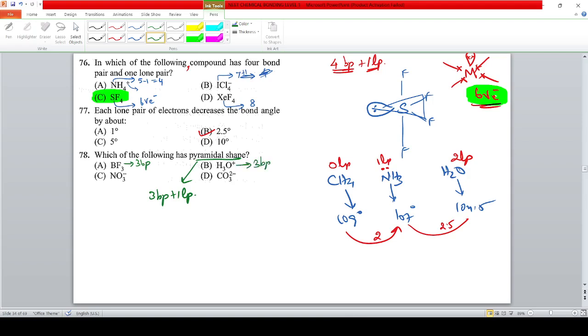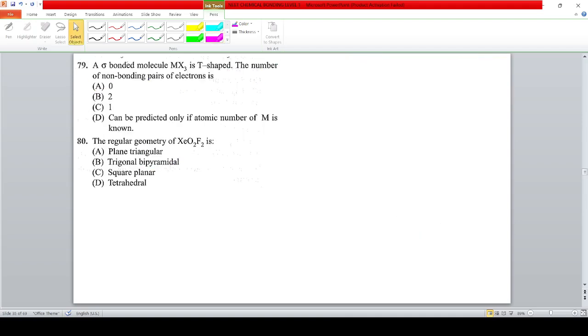Here there are 3 bond pairs and 1 lone pair. Yes, the answer is option B. 3 bond pairs and 1 lone pair, so it is pyramidal in shape.